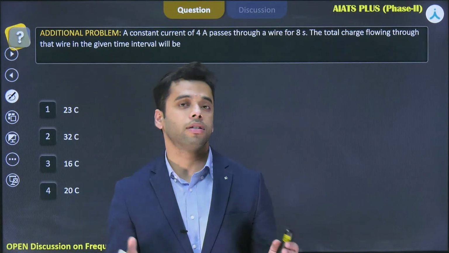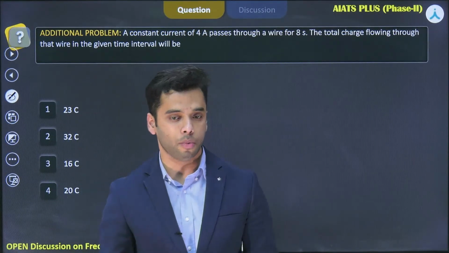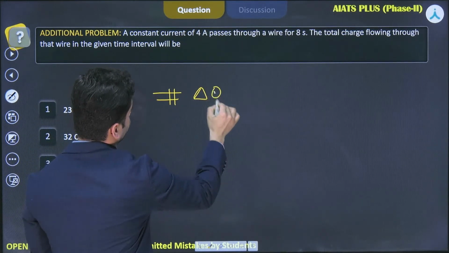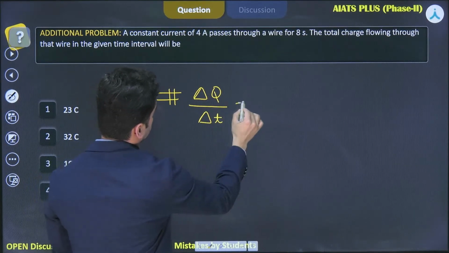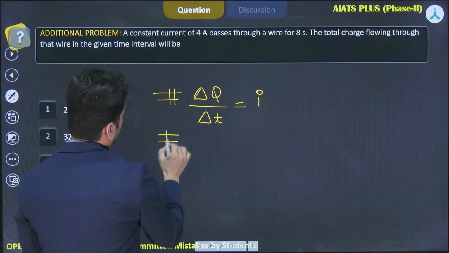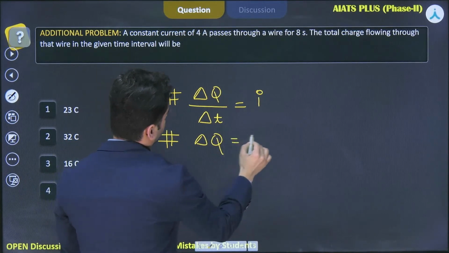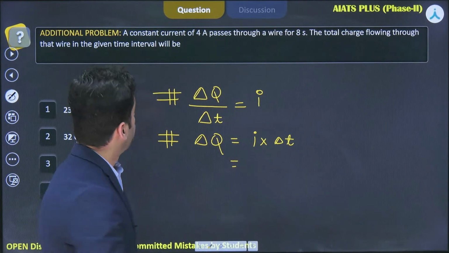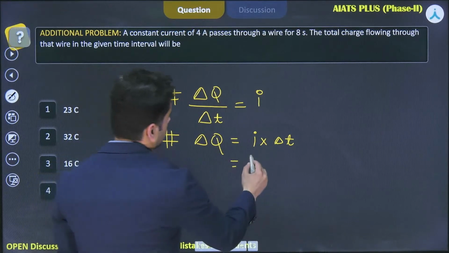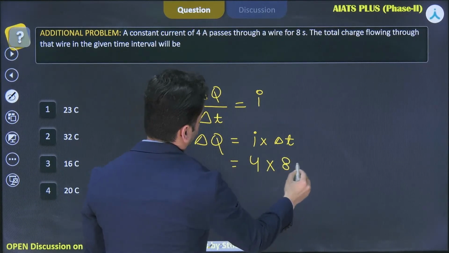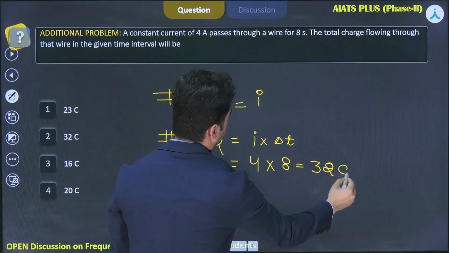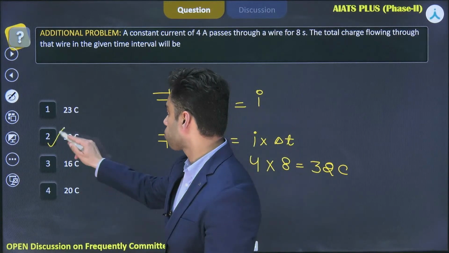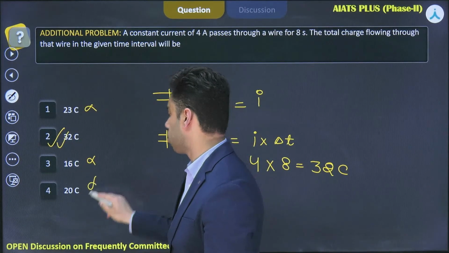So if anyone is getting the concept, you can put the answer in the comment box. Meanwhile, I'll solve the problem for you. So I have written that delta Q, charge flown per unit time, constitutes the current. So if I need to calculate the charge flown, it should be equal to I into delta T. So current is 4 ampere, 4 ampere into 8. So 32 coulomb will be the charge flown in 8 seconds. Yes, option 2 is the correct answer to this problem. So this one is wrong, this one is wrong, this one is wrong. It's a simple concept.